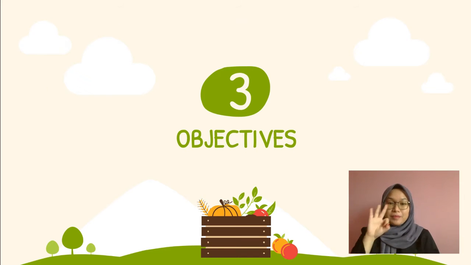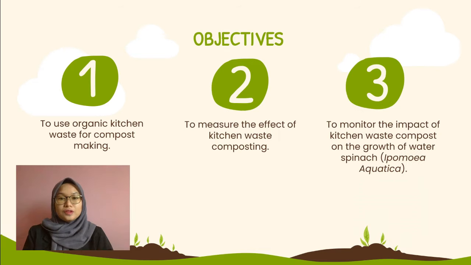There are three main objectives that I want to achieve in the development of my project. Firstly, I want to use organic kitchen waste for compost making. Second, I want to measure the effect of the kitchen waste composting. My last objective is to monitor the impact of the kitchen waste compost on the growth of water spinach, Ipomoea aquatica. So, those are the three objectives that I want to accomplish after creating my project.